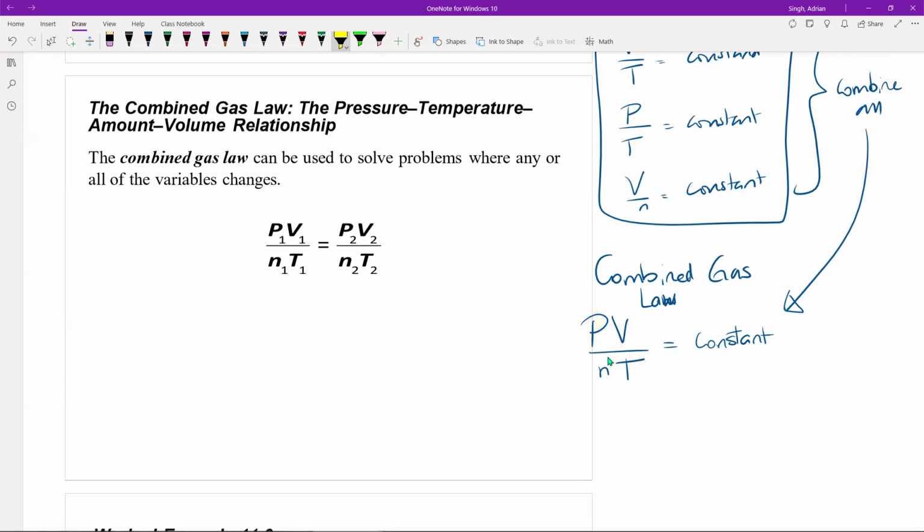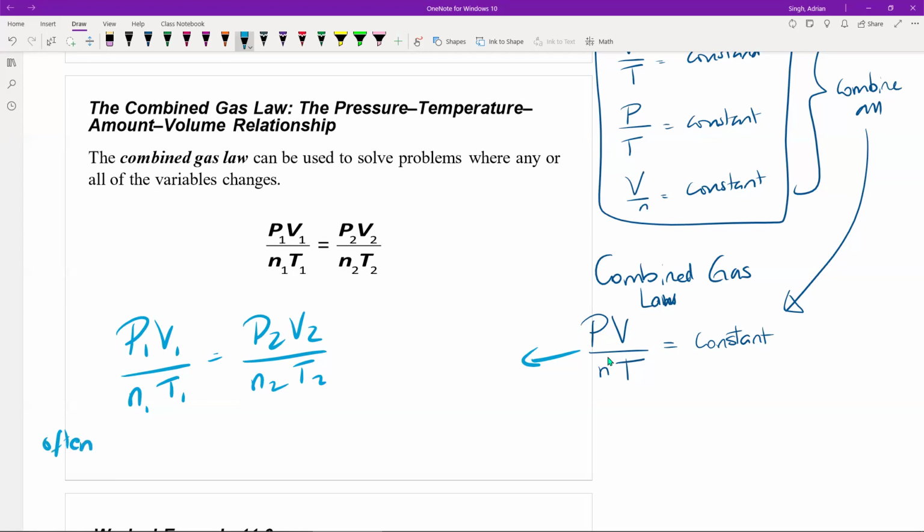The way that this is going to be useful to us is if we relate initial to final conditions. So we can say P1 V1 over N1 times T1 is equal to P2 times V2 over N2 times T2. In most cases, not all, but often what we are working with is a constant amount of gas. In other words, N is held constant, so we can ignore the N here. And what we end up with is the normal way in which the combined gas law is shown, which is P1 V1 over T1 is equal to P2 V2 over T2.